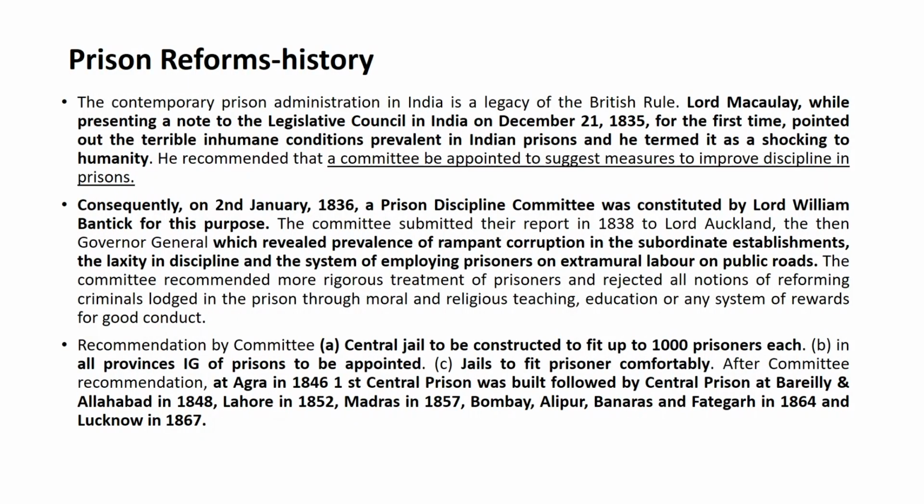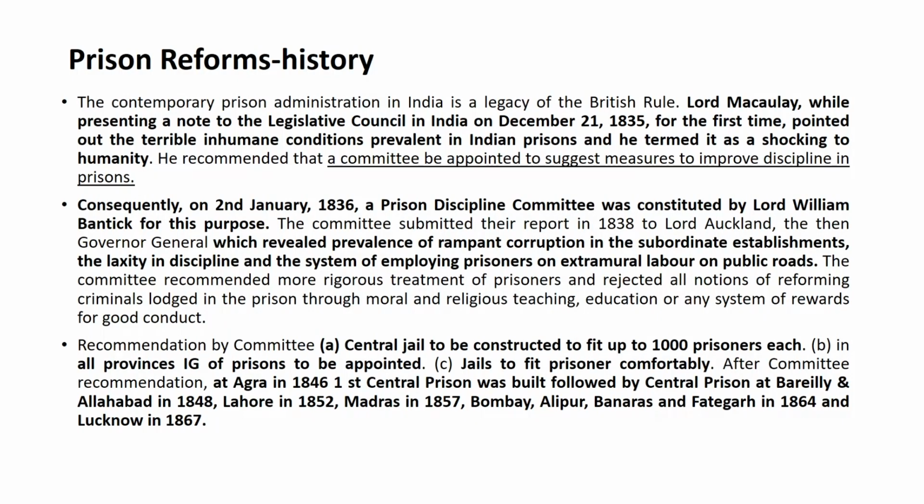This committee submitted a report in 1838, and this report revealed the prevalence of rampant corruption in the subordinate establishment, the laxity of discipline, and the system of employing prisoners on extramural labor on public roads. This was the finding of this committee. It was recommended that central jails be constructed, to fit up to 100 prisoners at a time.